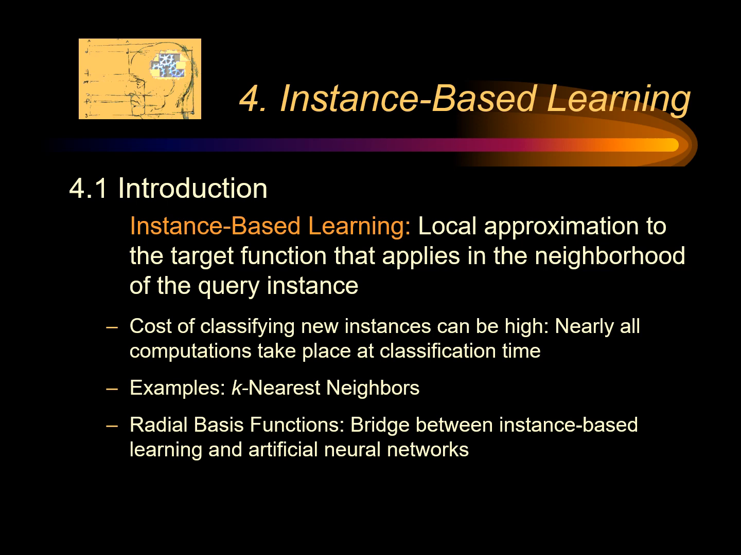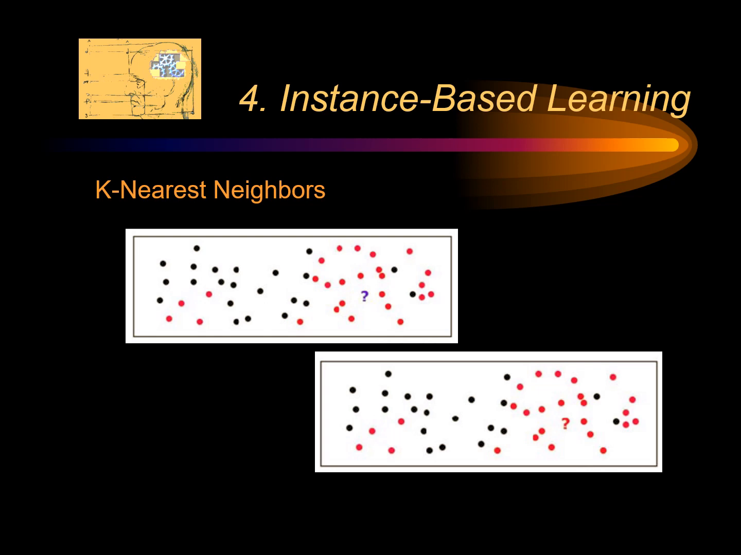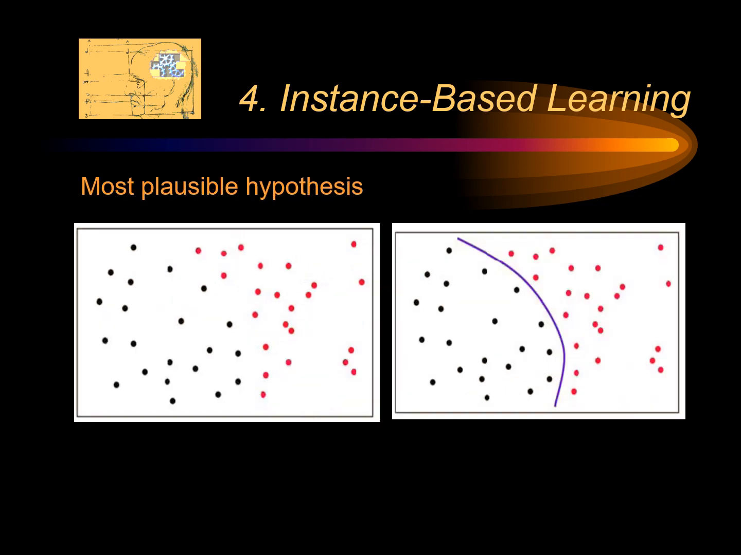If we take k nearest neighbors, we also have to consider that the radial basis function acts as a bridge between instance-based learning as well as artificial neural networks. See this diagram. As per the k nearest neighbor classification, we have various instances. How exactly are we classifying? That is what we are discussing, as we can see in the next slide.